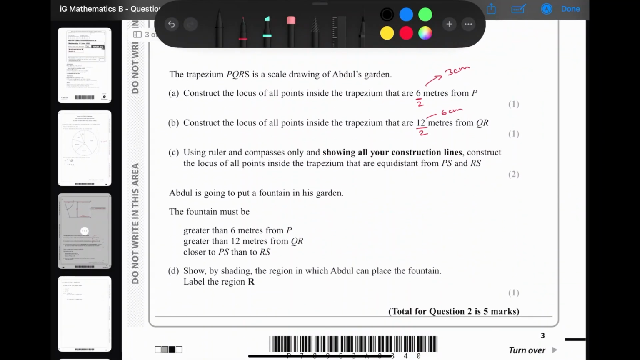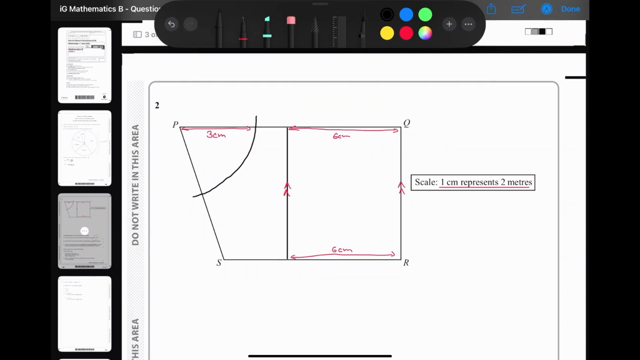The third one is an equidistant bisector between line PS and RS. S is the common ground for PS and RS. Put the compass at S and mark at both the lines. The length doesn't matter. Now put the compass at both intersections and draw arcs in the middle so both arcs intersect.